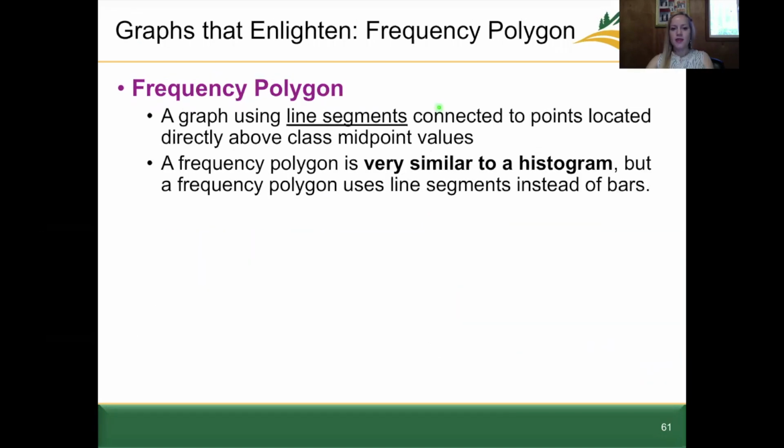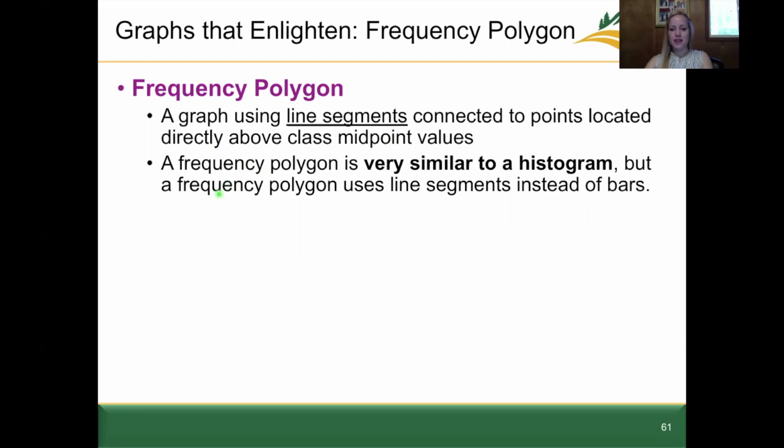Okay, so next we have frequency polygons. A frequency polygon is a graph using line segments connected to points located directly above class midpoint values. Do you remember us talking about this for histograms? These frequency polygons are very similar to a histogram, but a frequency polygon uses line segments instead of bars.